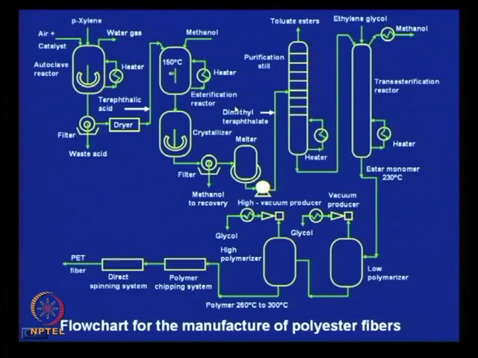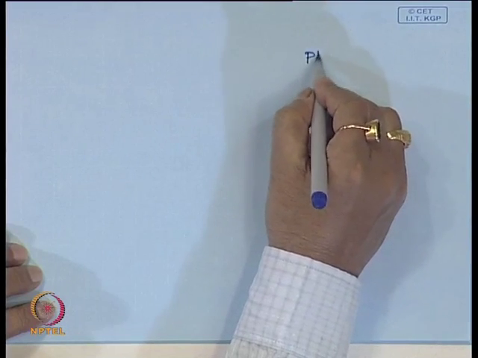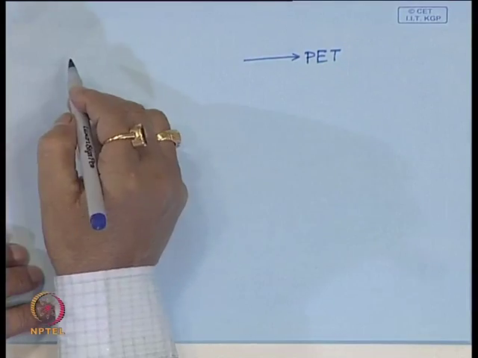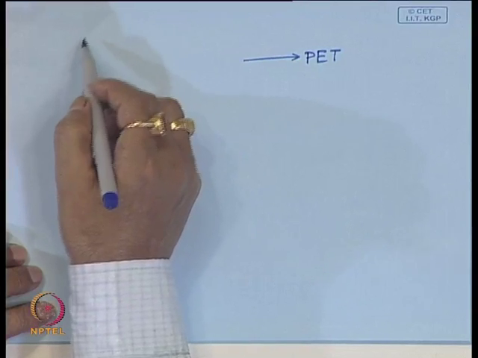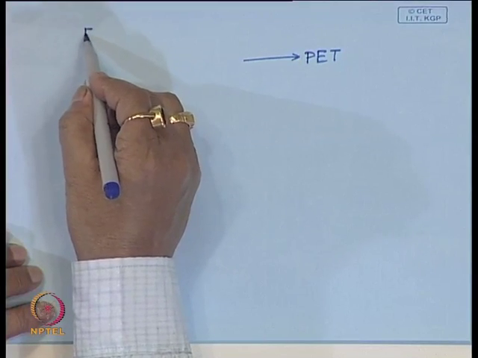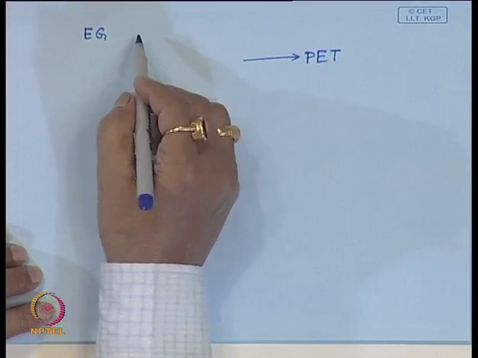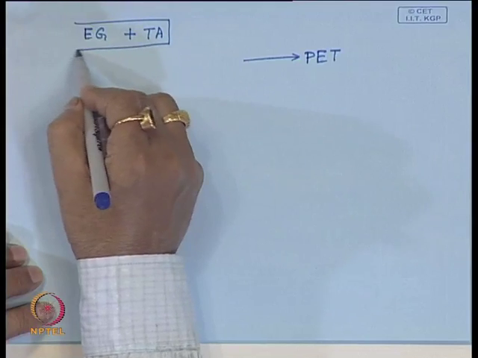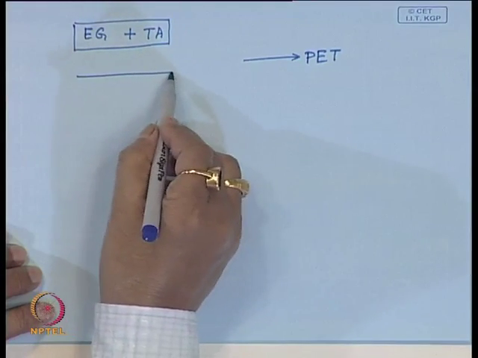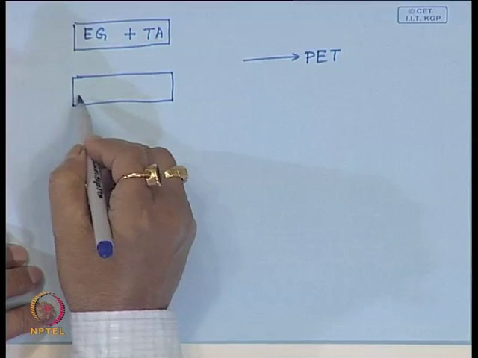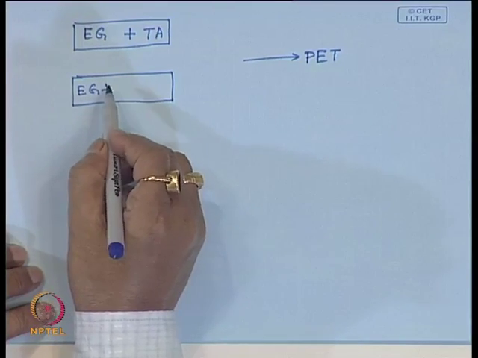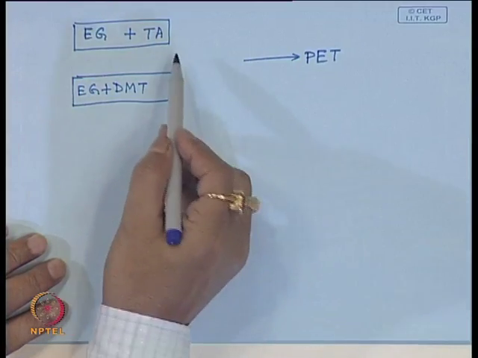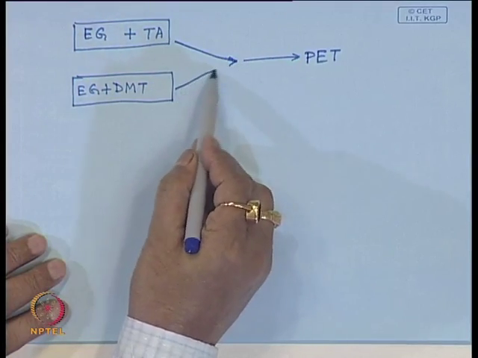As I told you, this PET, polyethylene terephthalate, can be manufactured from ethylene glycol and terephthalic acid, or it can be made from ethylene glycol and dimethyl terephthalate. Both these can lead to polyethylene terephthalate.